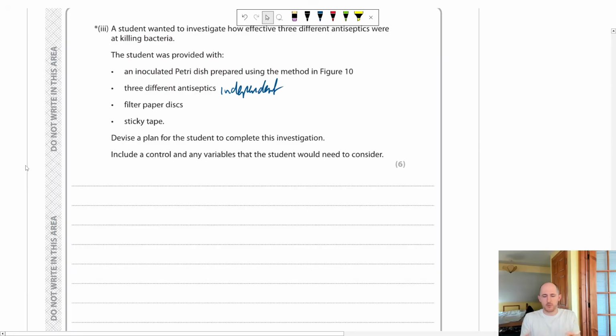But again, in terms of what you want to do is put the different antiseptics on the filter paper, on the agar jelly, leave them in like a cupboard for 2-3 days, take them out and measure the radius of the uncontaminated area. Then you get to see which one's biggest, and that's the idea. But the sticky tape is used as like a safety measure.